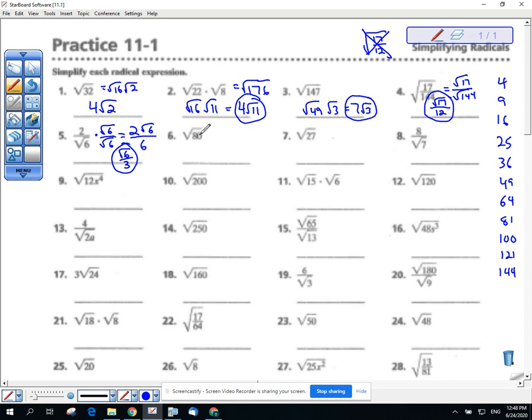Next, you could take out 16 here. Root 16, root 5 would be 4 root 5. Here, you could take out a 9. Root 9, root 3 would be 3 root 3. Here, if you rationalize the denominator again, you'll get 8 root 7 over 7. And that does not reduce, so that is your answer, 8 root 7 over 7.